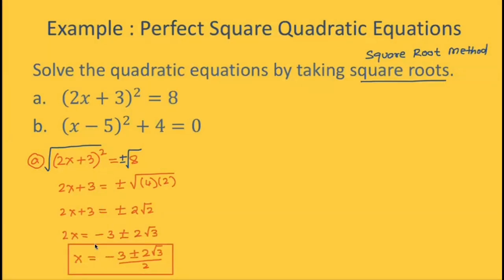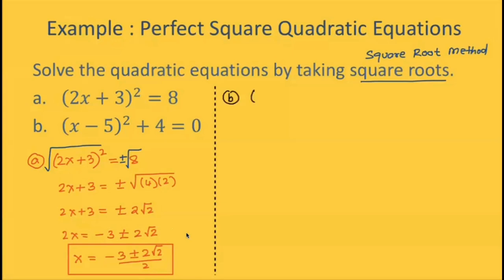So this process of solving the quadratic equation, where you take a square root on both sides, is called the square root method. Why did the square root become 3 at the end instead of 2 square root 2? Oh, my bad. That's 2 square root of 2. Let's move on to B.